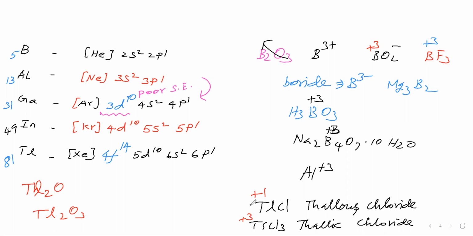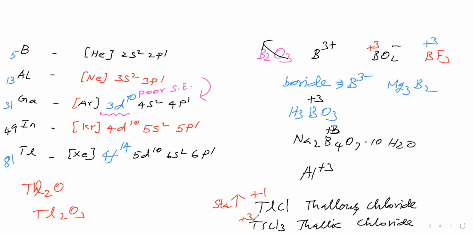So in the +1 and +3, what about stability? How is the stability? Stability: +1 has higher stability when compared to +3. For which case? For thallium. Thallium shows +3 compounds and also +1 compounds, and +1 stability is more when compared to +3.